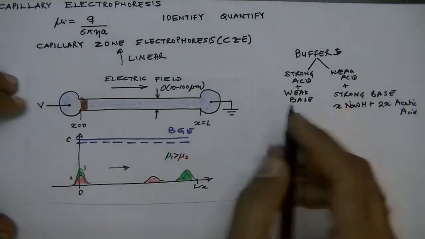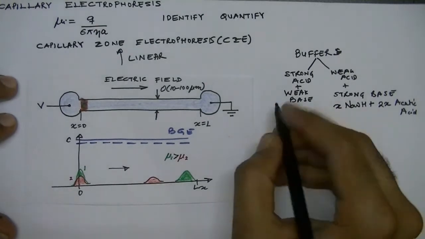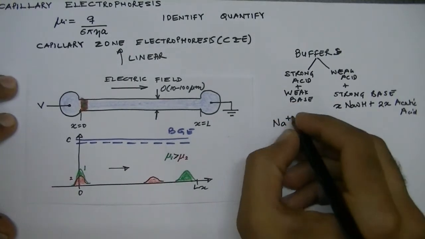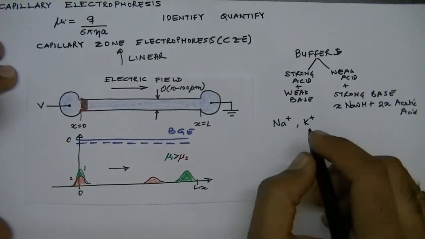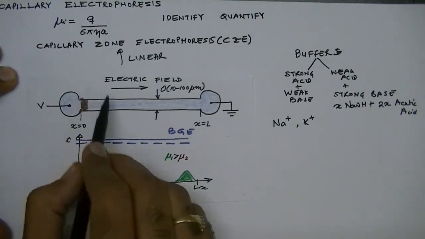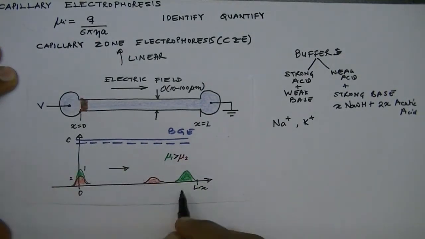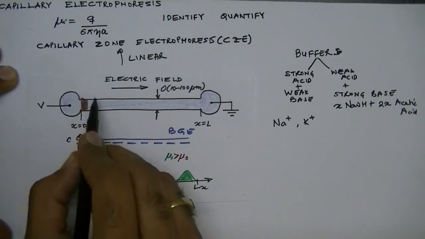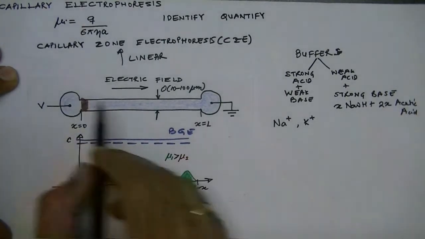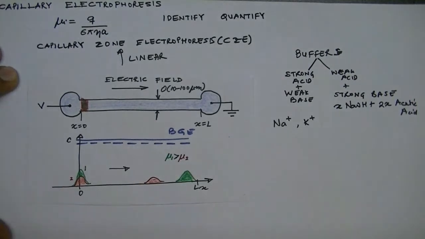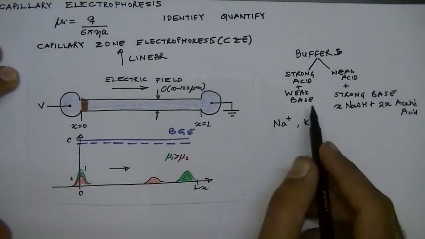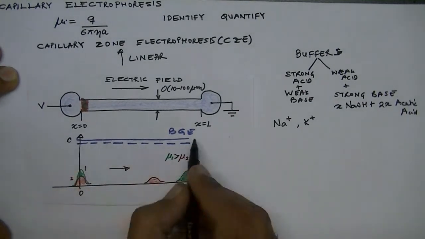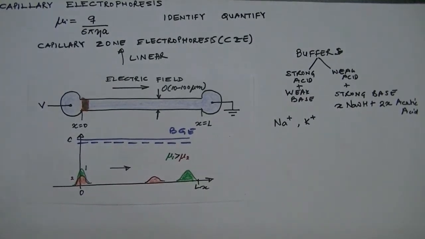Now let's say that our sample mixture consists of sodium and potassium ions. We have a mixture of sodium and potassium ions, and we need to first detect these ions and then also quantify their concentrations. So we dispense small amounts of the mixture, which in this case is composed of sodium and potassium ions, such that the concentration of the sample that we want to analyze is significantly smaller than the concentration of the background electrolyte.